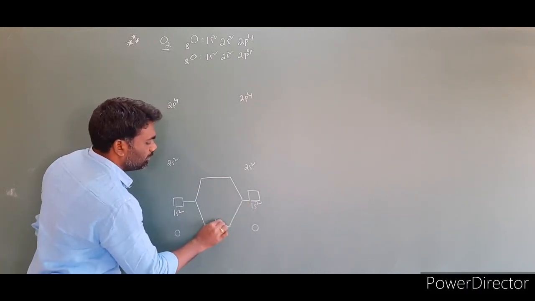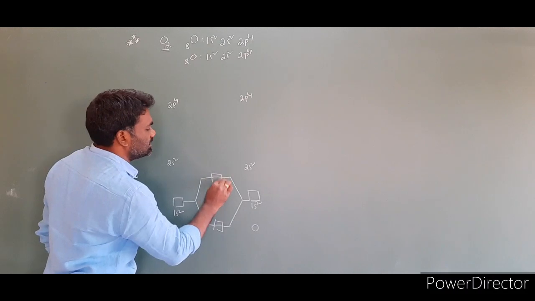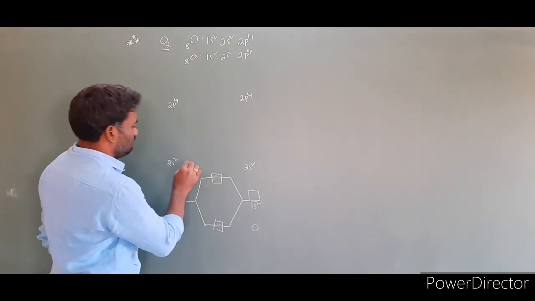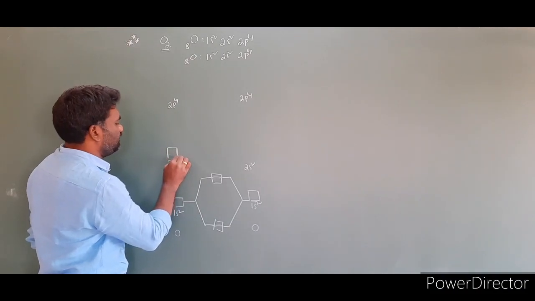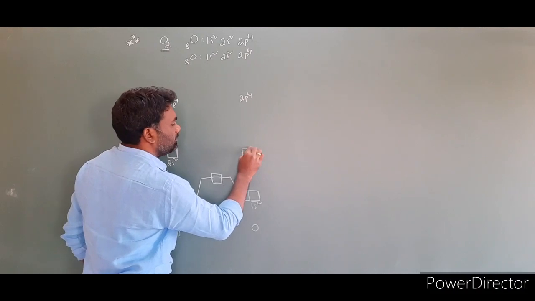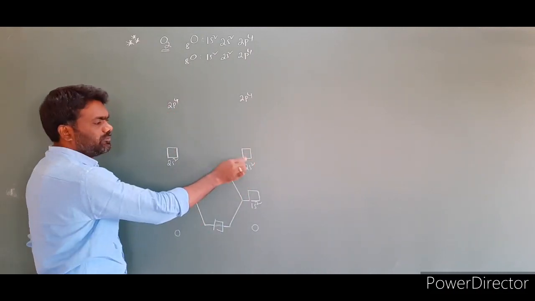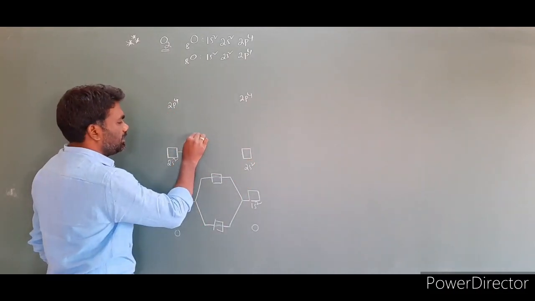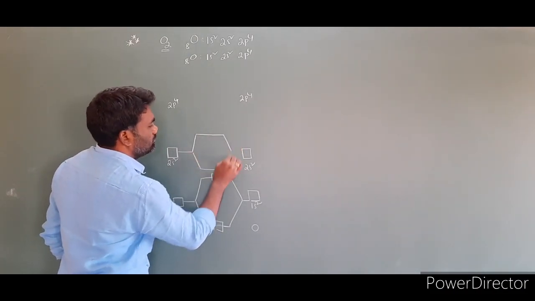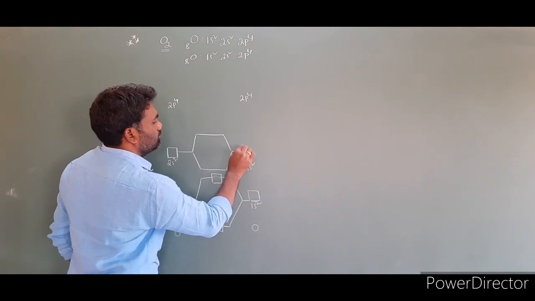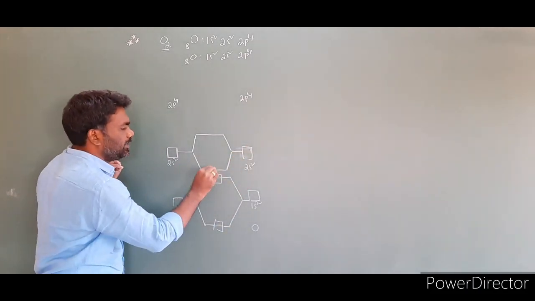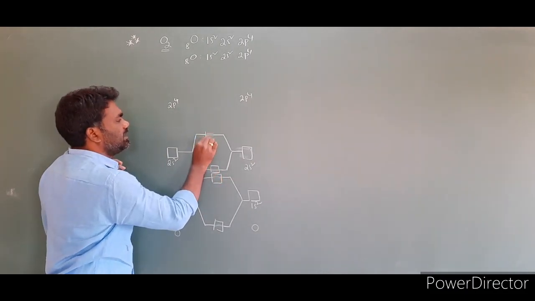Right, one is bonding, another one is anti-bonding. For this case, this is the molecular orbital diagram for the 2s orbitals. Then these two will be combined. This is for the 2s case, so one is bonding and another one is anti-bonding.